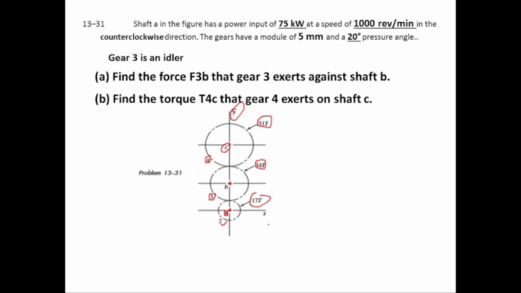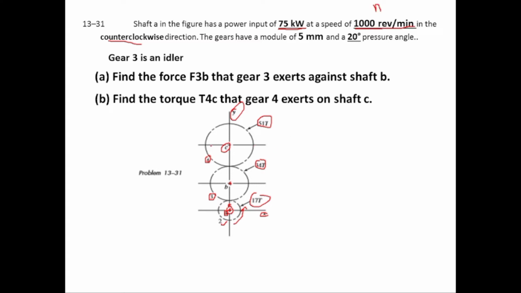This is y-axis and this is x-axis. Shaft A is rotating in counterclockwise direction, so gear 2 will also rotate in counterclockwise direction, which in turn will rotate gear 3 with itself in clockwise direction. Shaft A is connected with a power source of 75 kilowatt and rotating with 1800 rpm. I have written 1000 rpm, but it's not 1000, it's 1800 rpm.